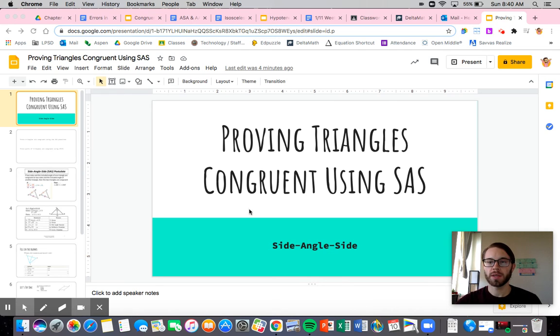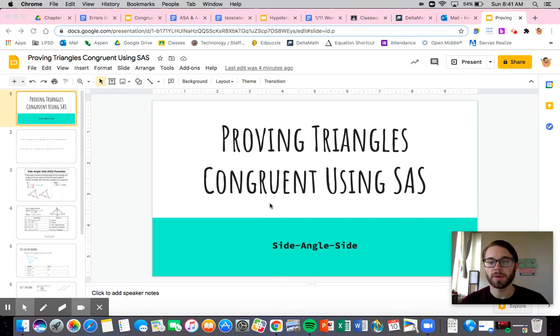Hi everyone, just wanted to take a little bit of time to talk about how to prove triangles congruent. And we're continuing on with our different methods. So last week we had spoken about side, side, side. And today we're going to start off with side, angle, side. So it's very similar to the prior method.